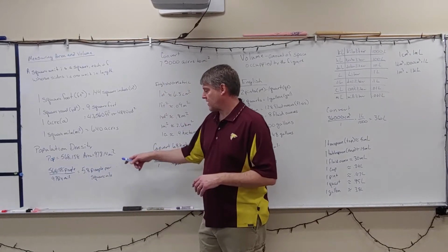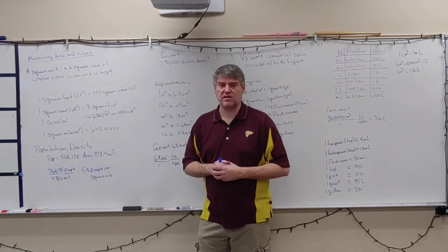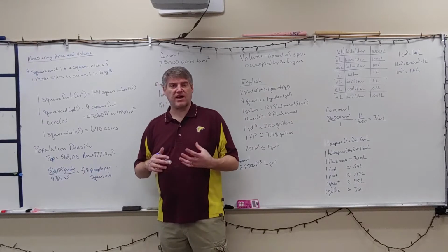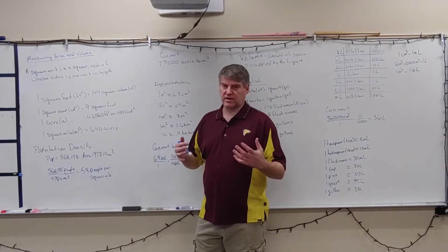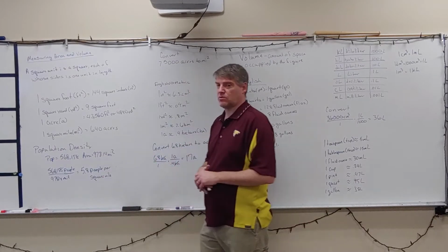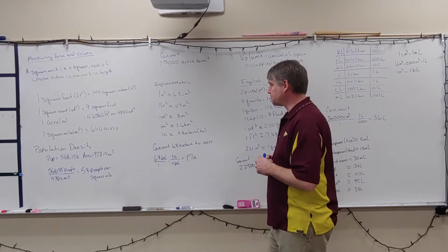So this is telling me that over the whole area of that state or region, I would only expect to find 5.8 people in each square mile. That's not saying there's exactly 5.8 in each one, it's just what we would expect if we were to look at every square mile and average them up.